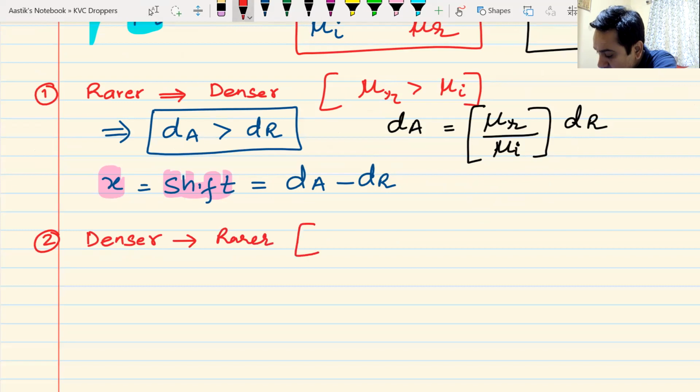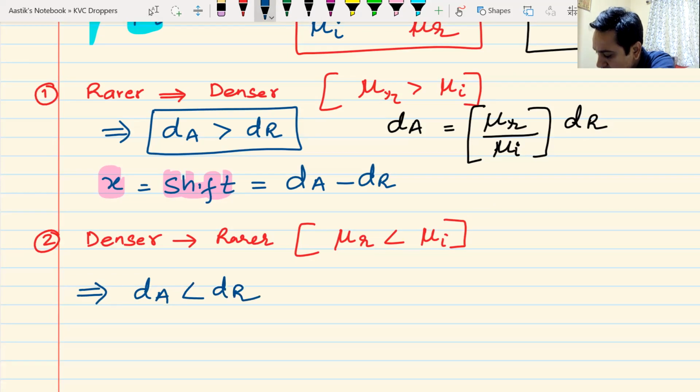That means your mu r is less than mu I. It is going from denser medium to rarer medium, from water to air. In that case, you will see from the formula that apparent depth will be less than your real depth. The object will appear smaller.